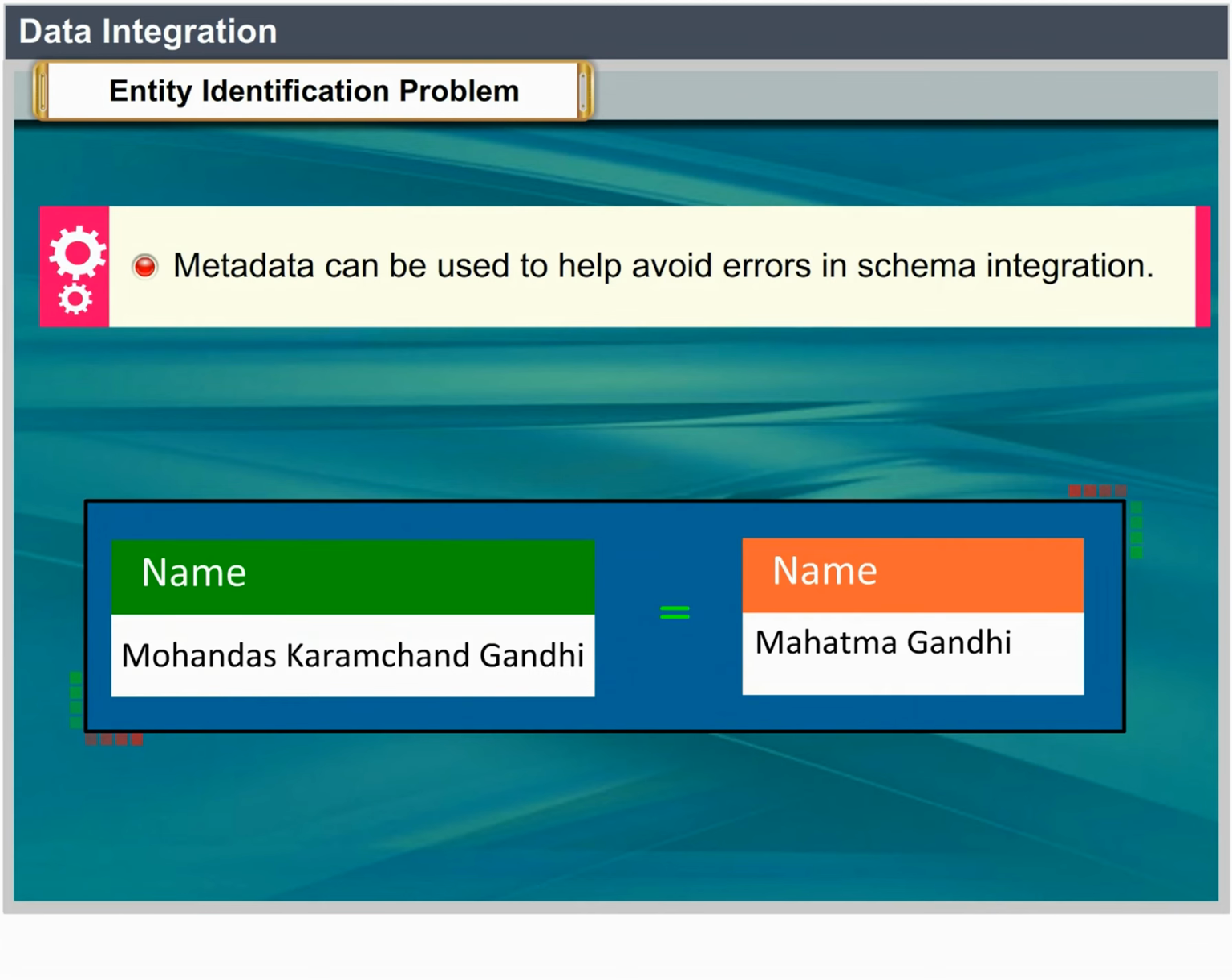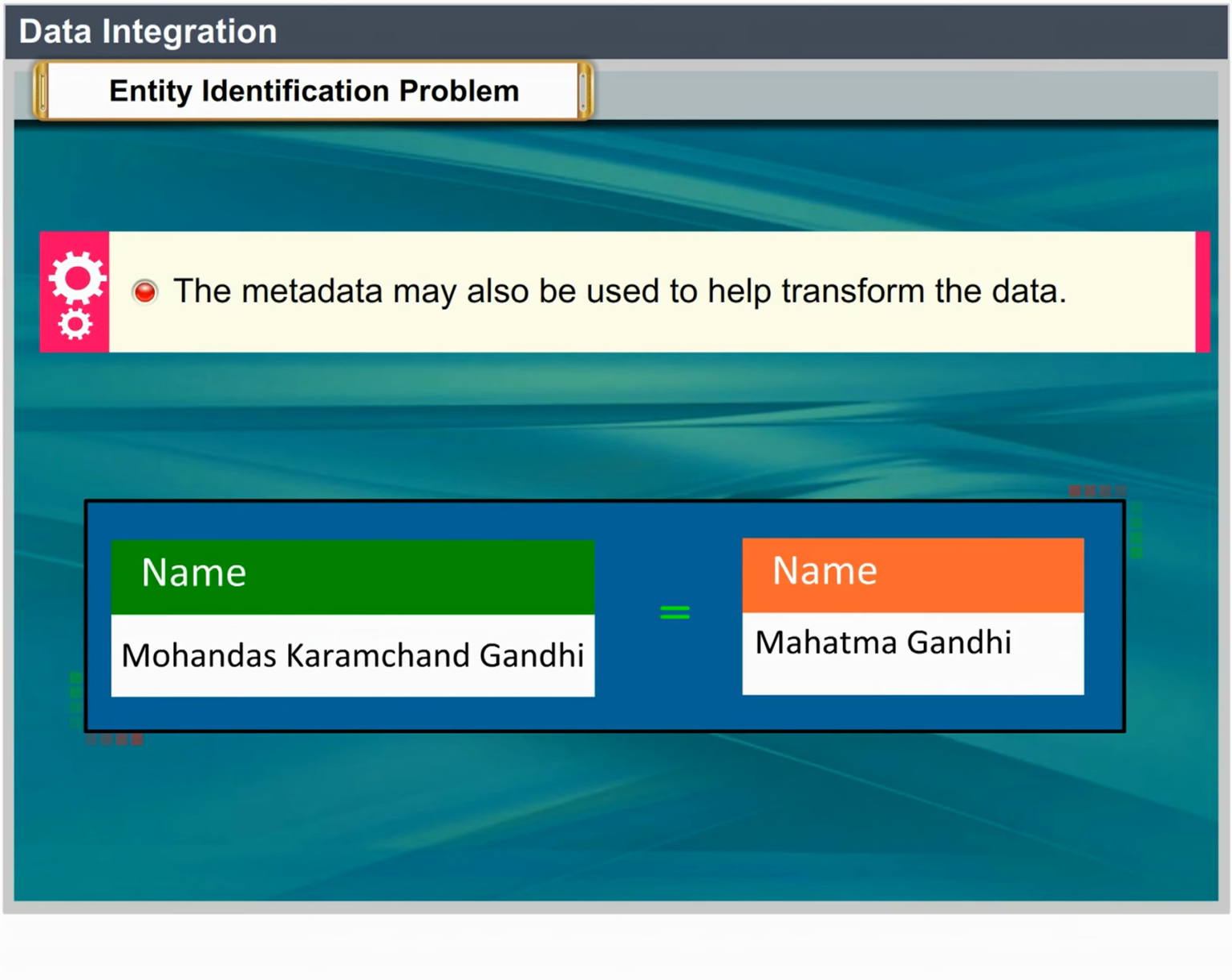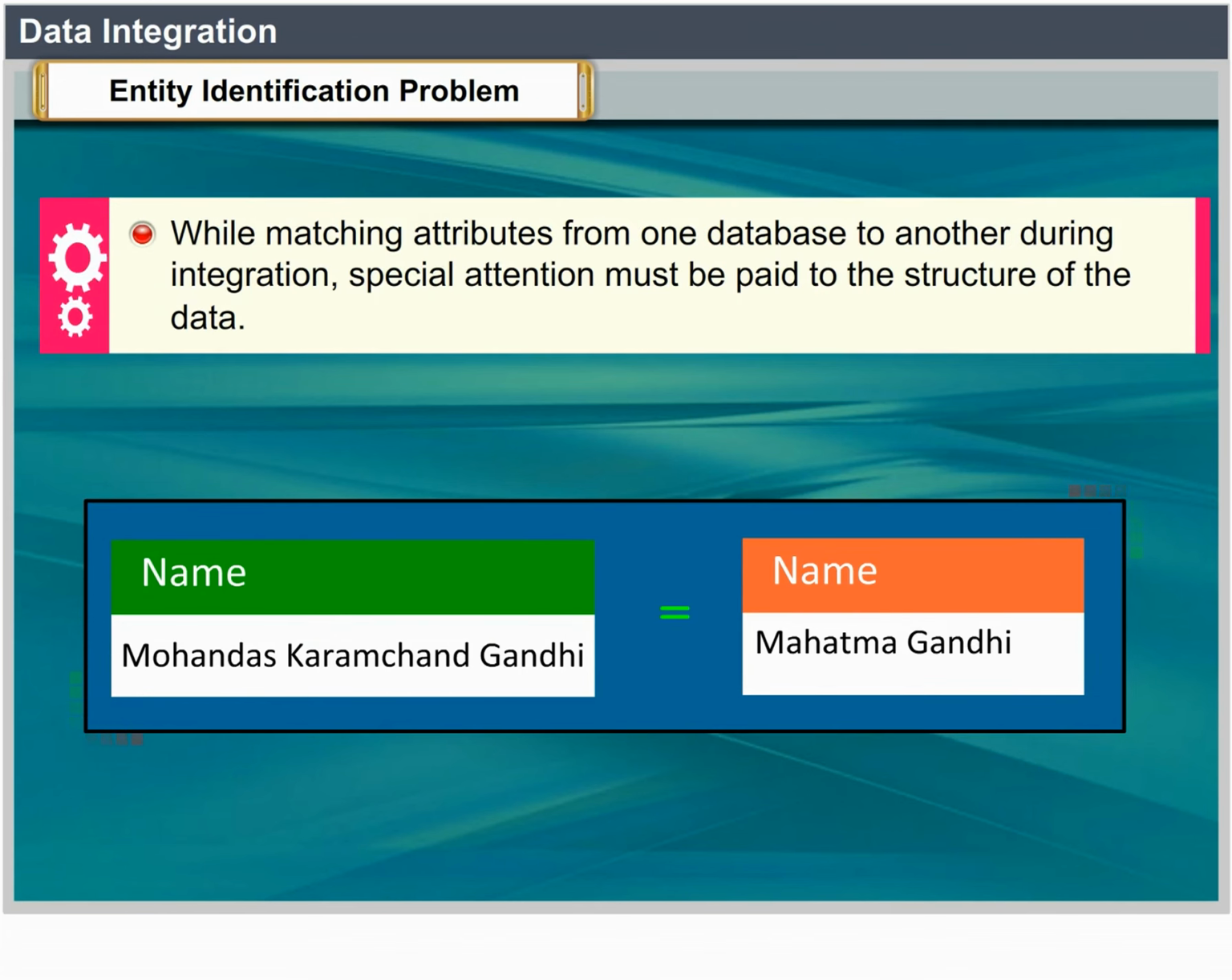Metadata can be used to help avoid errors in schema integration. The metadata may also be used to help transform the data. When matching attributes from one database to another during integration, special attention must be paid to the structure of the data.